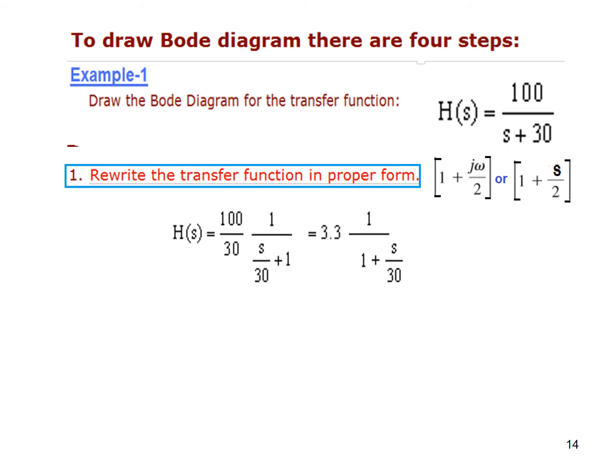So this is how it could be done. We separate the constant terms, and also we divide this term by 30. So it is s over 30 plus 1, and we multiply by 30 to balance it. So our constant term from here will be 3.3, and then 1 divided by 1 plus s over 30. So now this is in the suggested form, the proper form.